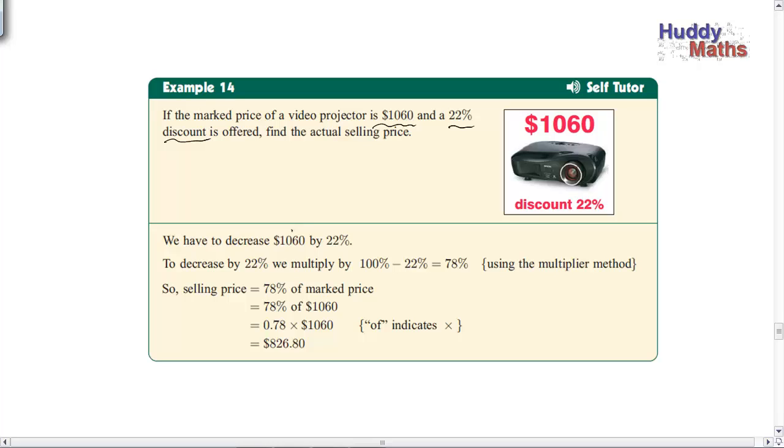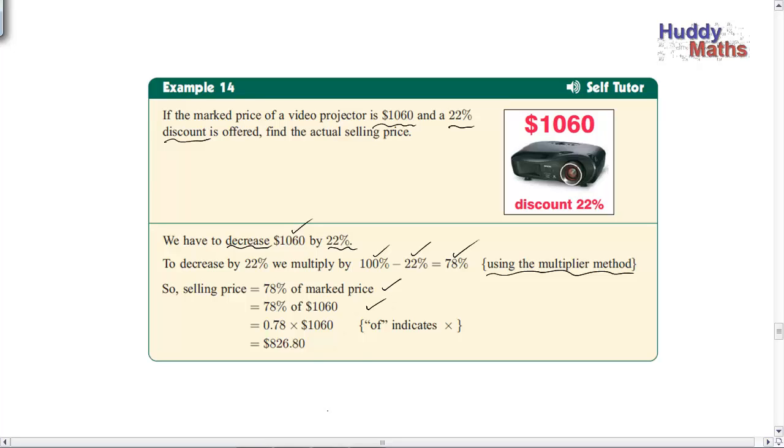So we have to decrease, because it's a discount, by 22%. Using the multiplier method is quickest here. So you're not going to pay 100%. You're going to take 22% off. 100 take 22 is say 78%. So you only have to pay 78% of the mark price.